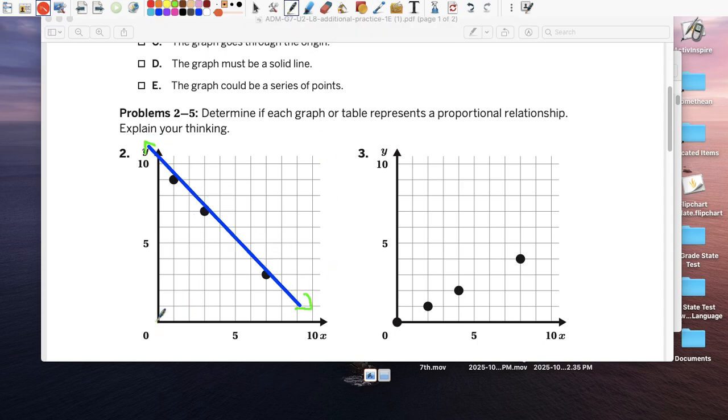Do you see it going through the origin? Here's the origin. Right? Here's the origin here. Is it going through that? So does it represent a proportional relationship? No, it does not go through the origin.